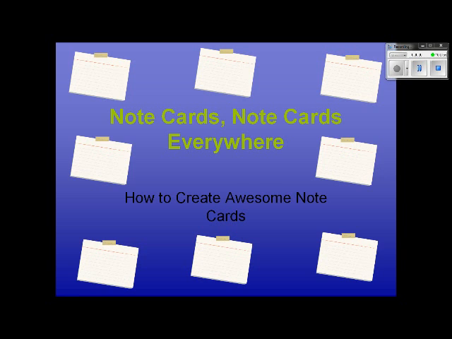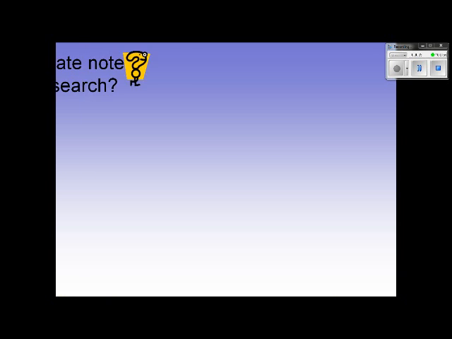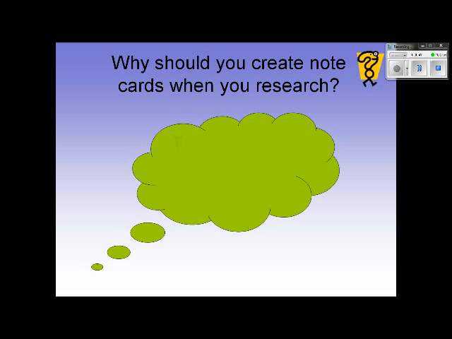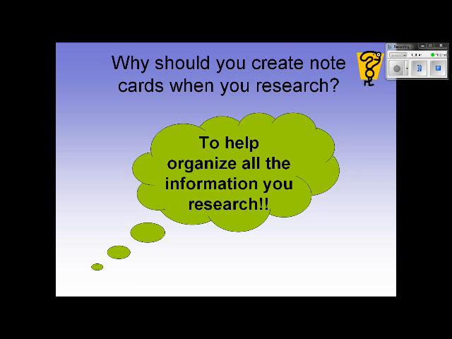Before we get started with actually creating note cards, there's a very important question we need to answer: why should you create note cards when you research? The answer is not very complex. The goal of creating note cards is to help us organize all the information that we've researched. Right now we've only read and highlighted one article. However, as we read more articles and highlight more information, we're going to have more notes, and it's really important that you keep that information organized. The way we are going to do it is through note cards.